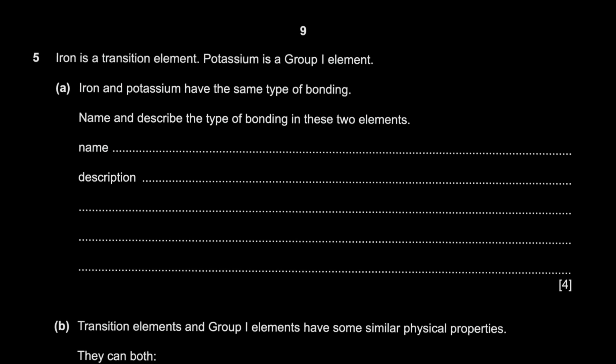Iron is a transition metal element, right? Iron is a transition element. Potassium is a group 1 element. Iron and potassium have the same type of bonding. Name and describe the type of bonding in these two elements. It's metallic bonding. It is metallic bonding.